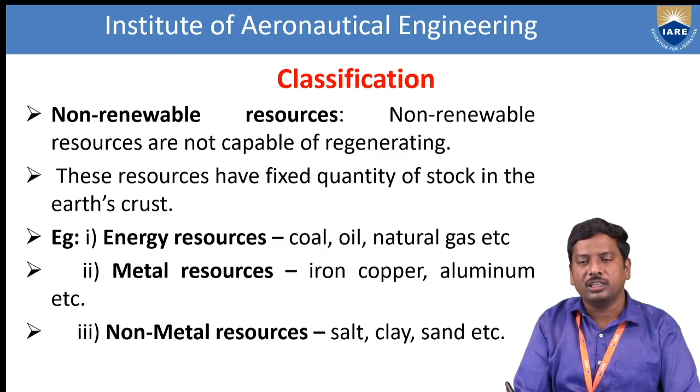So after that we see metal resources. Metal resources means those used in metallurgy, nothing but iron, copper, aluminum, etc. Iron has the symbol Fe, copper is Cu, and aluminum is Al. So iron and copper belong to the d-block elements, transition metals, and aluminum belongs to the third group of the periodic table.